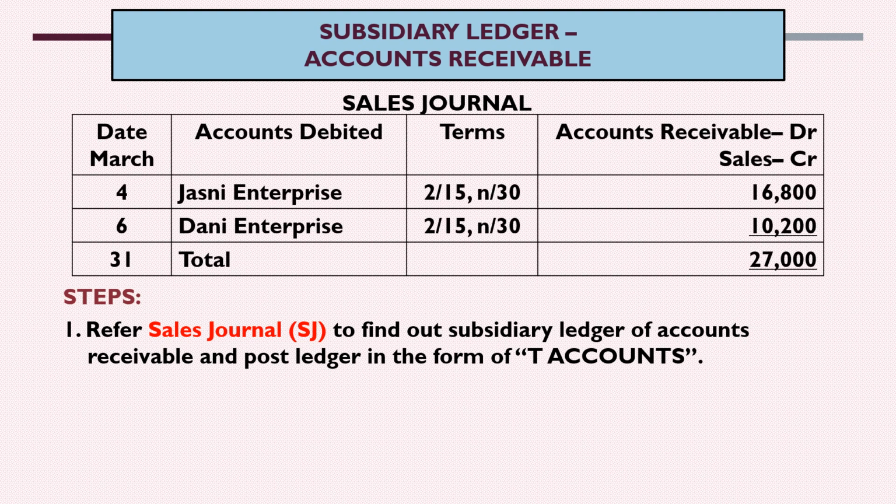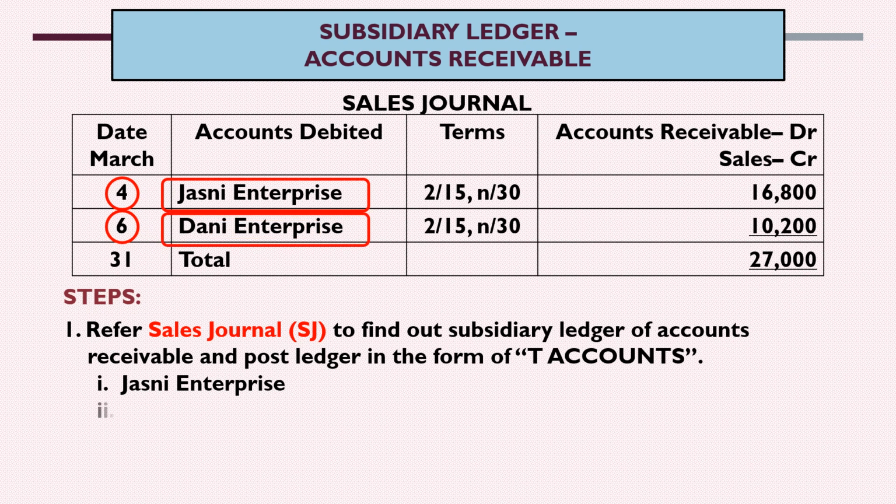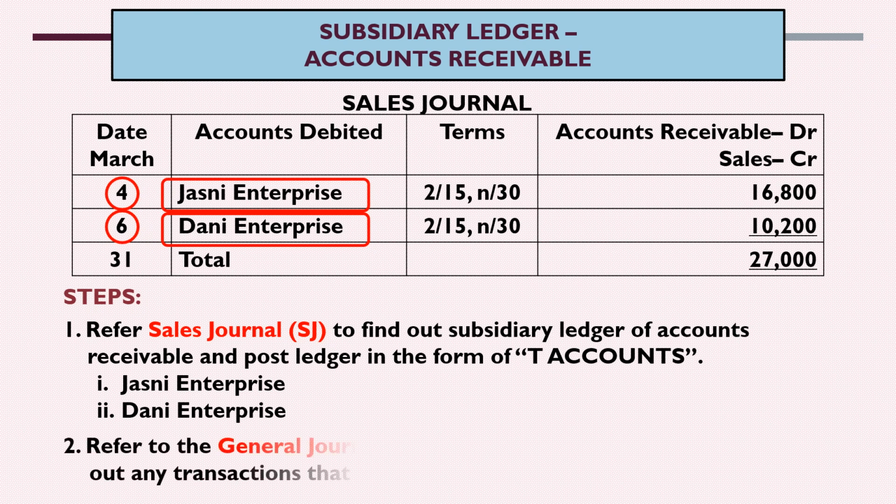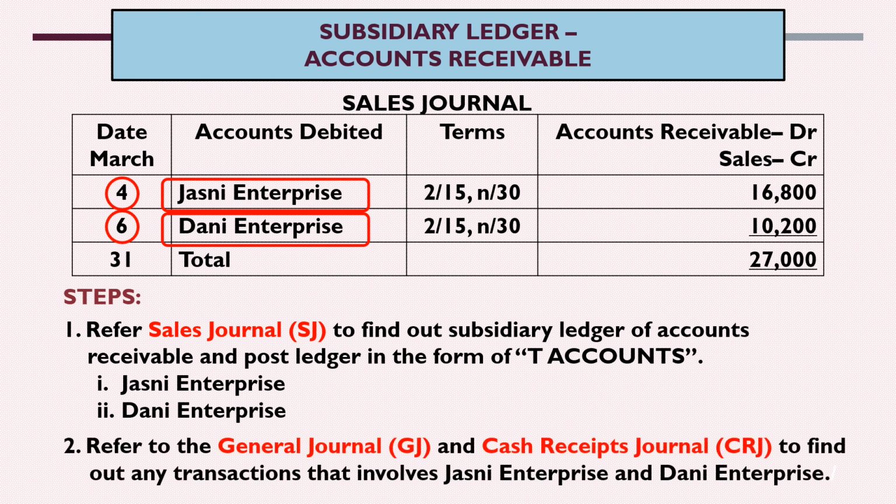In the sales journal, we can find that on 4th March, Dani Enterprise, and on 6 March, Dani Enterprise. Those enterprises are the subsidiaries of accounts receivable. Secondly, refer to the general journal and cash receipt journal to find out any transaction that involves Dani Enterprise and Dani Enterprise.